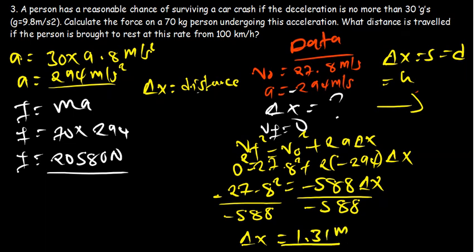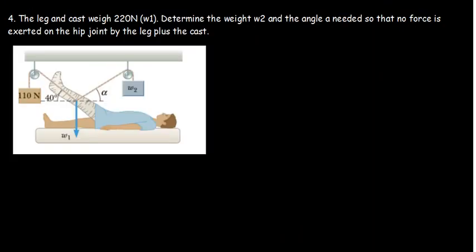Okay, next question. The next question is saying the leg and cast weigh 220 newtons, that is W1. Determine the weight W2 and the angle alpha needed so that no force is exerted on the hip joint by the leg plus the cast.